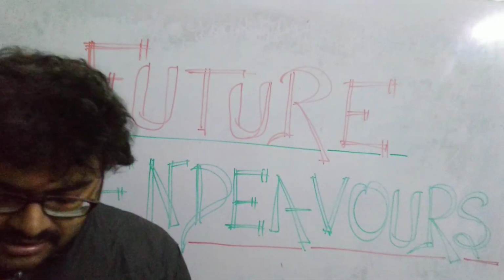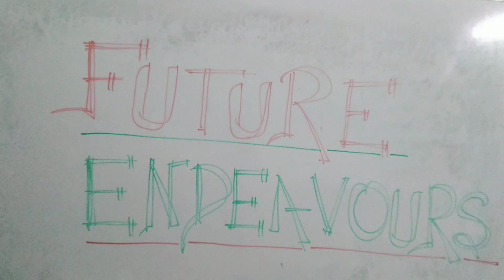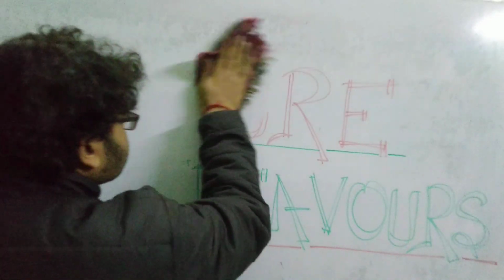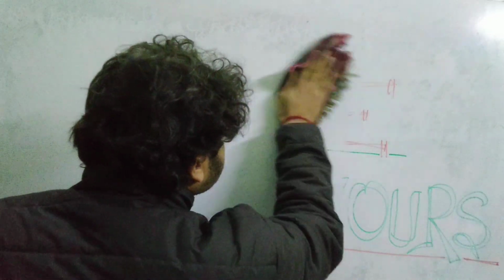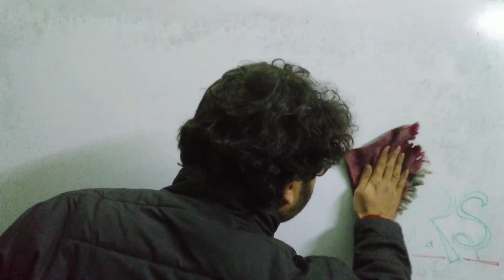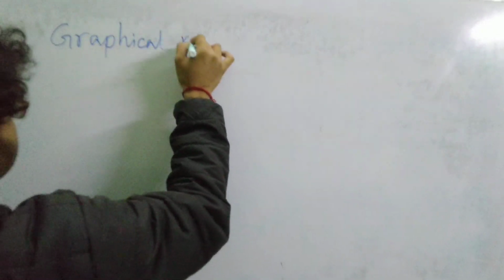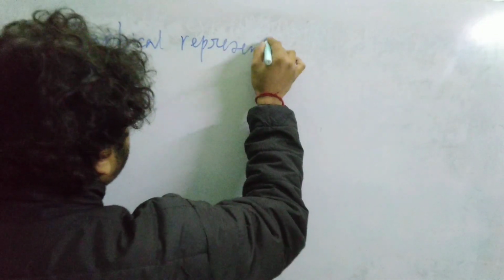So just take out your pen and copy, and make a heading. Graphical representation of linear motion. We have been studying linear motion, so this part of the chapter is related to the graphical representation of linear motion.